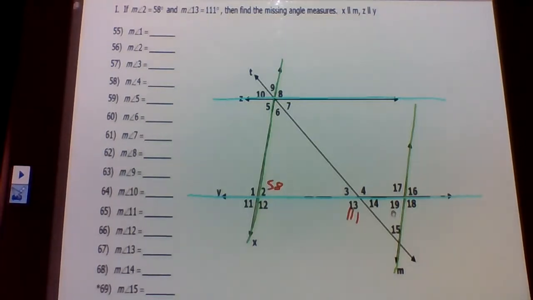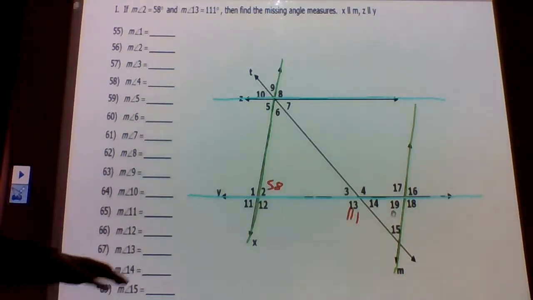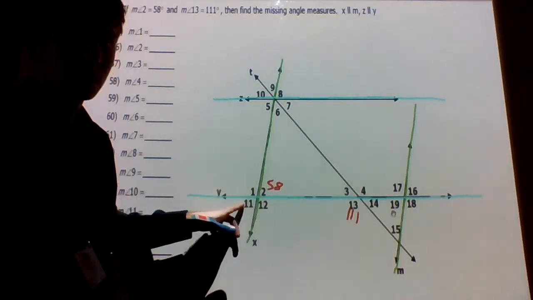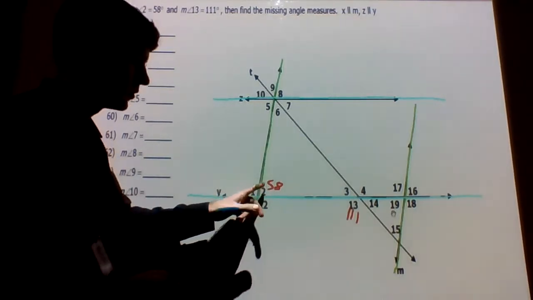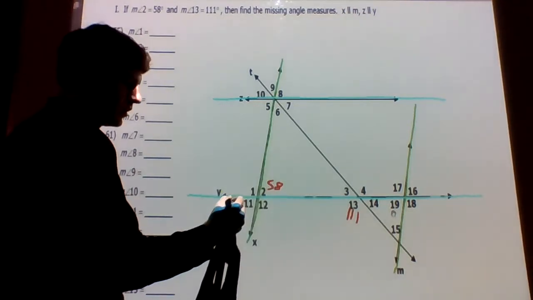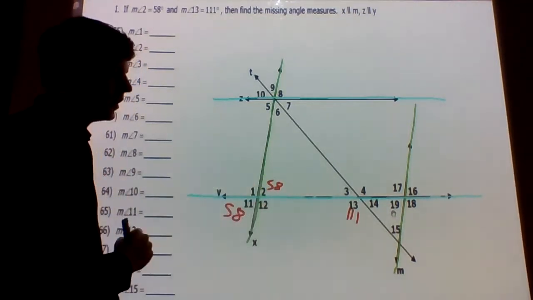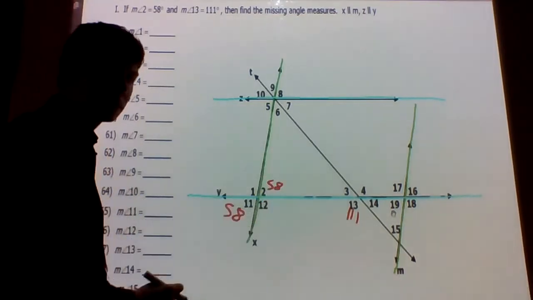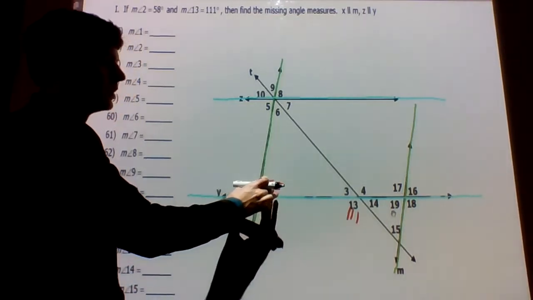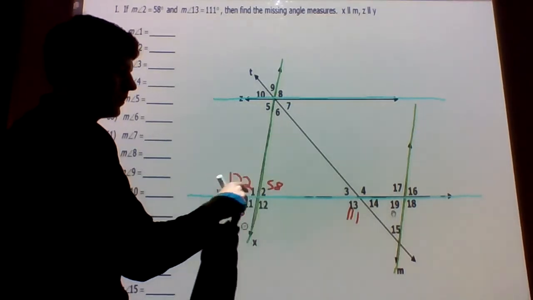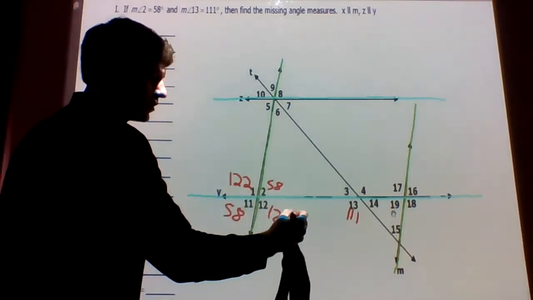So first thing I want to do is our vertical angles and our linear pairs. So let's look here. Angle 2 and angle 11 are vertical, and we know all vertical angles are congruent. So if the measure of angle 2 is 58, the measure of angle 11 is also 58. And then we have linear pairs. We know that these two are supplementary angles, because linear pairs are supplementary. So we do 180 minus 58, that gives us 122. And then these are vertical, so this is 122.